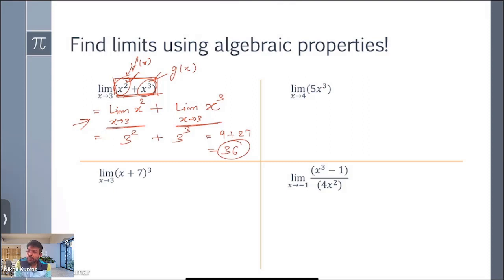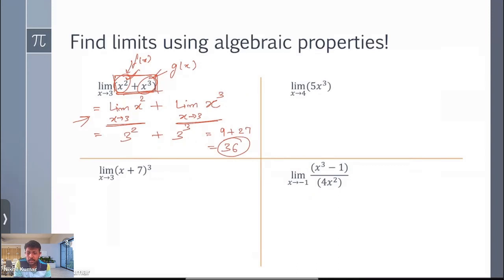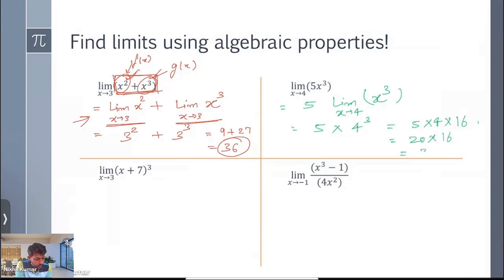Limit of 5 into x cube. You see, it's the fourth limit that we studied, which is when a constant was multiplied with a function. This limit is equal to that constant times limit of this, which is 5 times 4 cube. You can write it like 5 into 4 into 16, and just for easy calculations you can do it whichever way you want. This is 20 into 16, it's 320. So that's the answer for the second question.